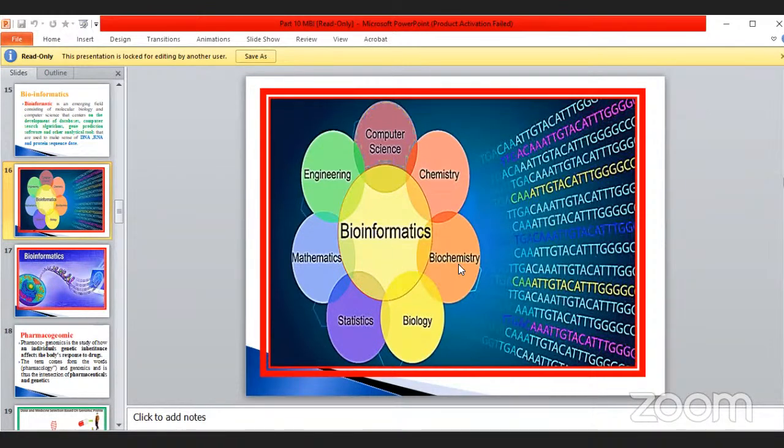Biochemistry. What is the difference between chemistry and biochemistry? Normal study of chemicals is chemistry, sir. Biochemistry is when we study compounds with respect to our body, sir. Yes, the chemical reactions which occur between two components is called chemistry. The chemical reaction which occurs within the living molecule is called biochemistry, isn't it?